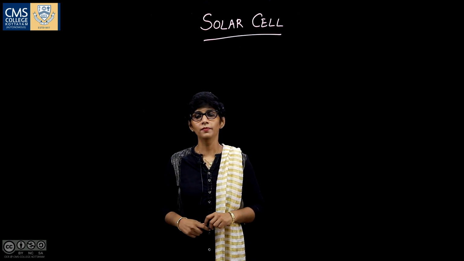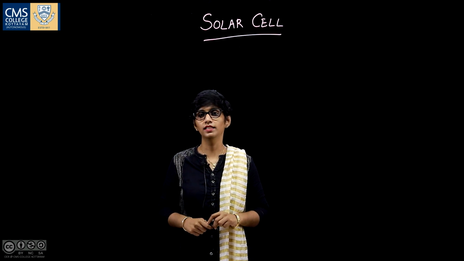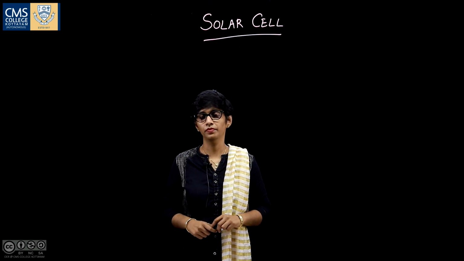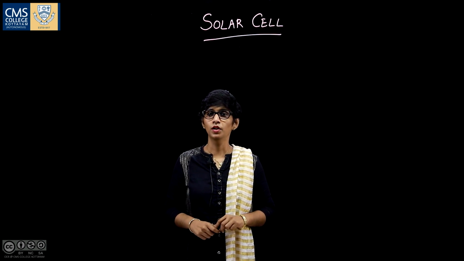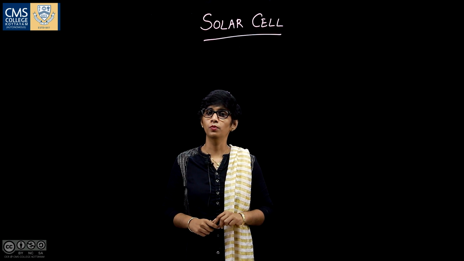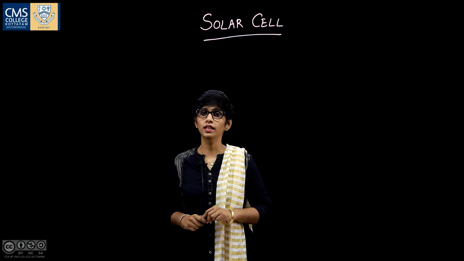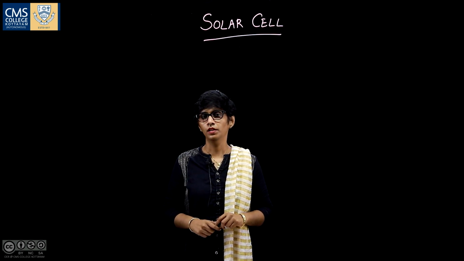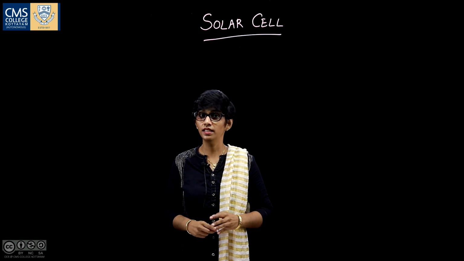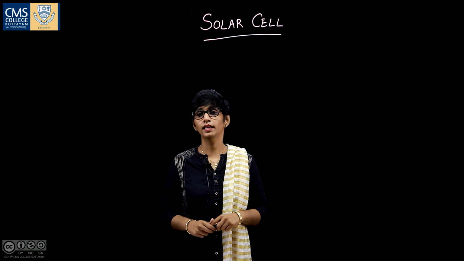A solar cell is an electrical device which converts light energy into electrical energy. It is basically a PN junction semiconductor device which works on the principle of the photovoltaic effect. We know that a semiconductor has conductivity between an insulator and a conductor. Commonly used semiconducting materials are silicon, gallium arsenide and cadmium telluride.